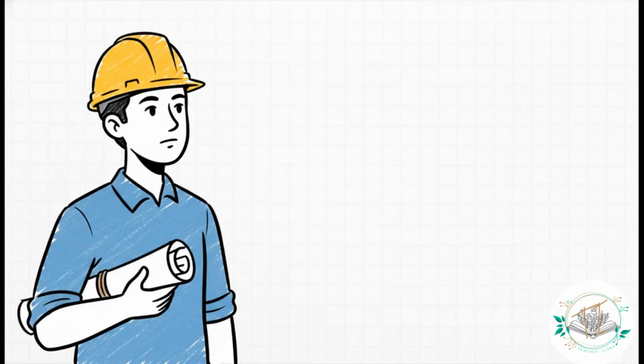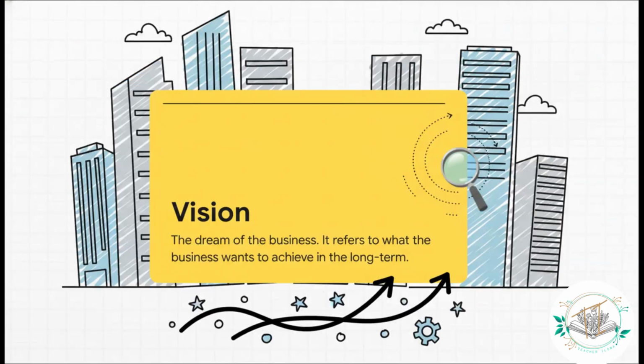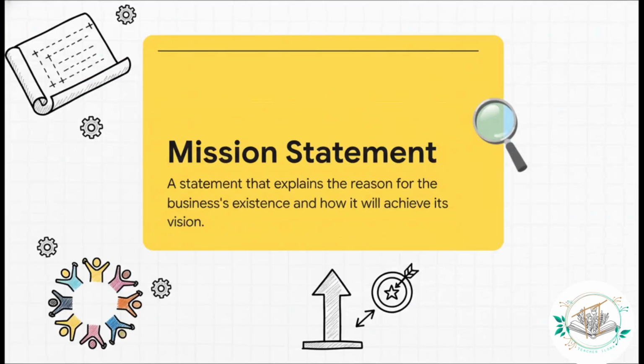Think of it like this. You're the architect and the builder of your own company headquarters. And just like any great building, you've got to start with a solid blueprint, right? First up is your vision. That's the big dream, the skyscraper you're aiming to build. Then your mission statement. This explains why you're building it and what it's for.